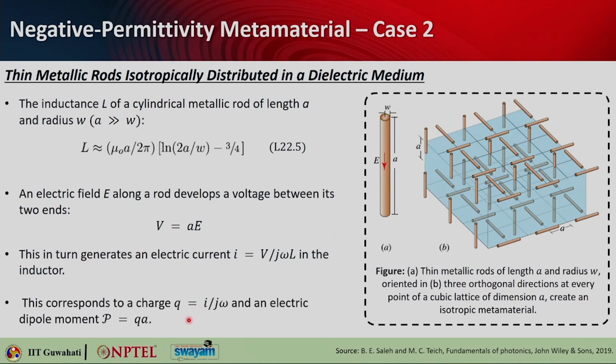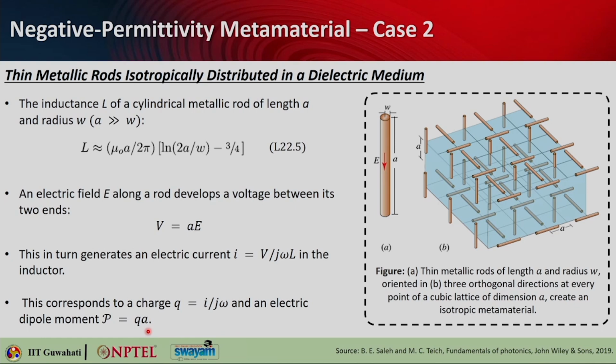This also helps you to find out what the associated charge is. Charge can be taken as I over j omega. That gives you the charge, and the electric dipole moment can be considered as curly P, which is Qa.